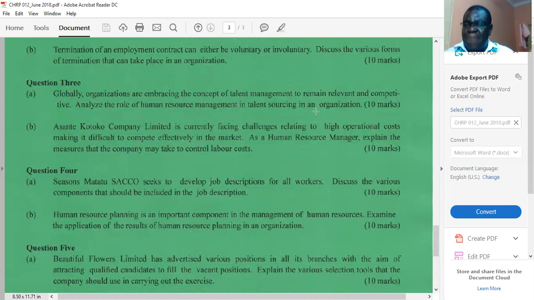Other than employer branding, what else is your role as an HR person? We can say putting in place leadership development programs like mentoring and coaching, so that the talent has a reason to want to join because they know they will grow with your company. Next.